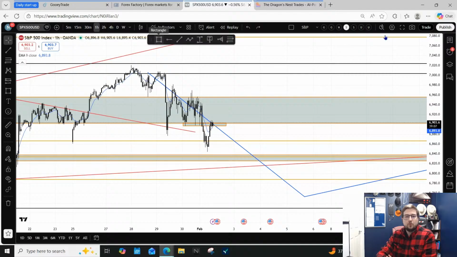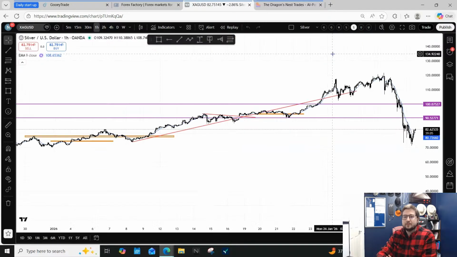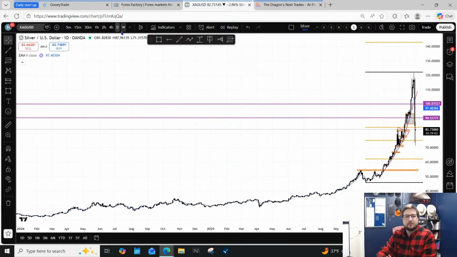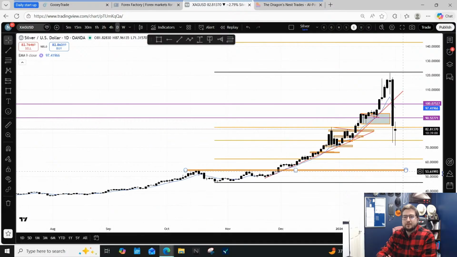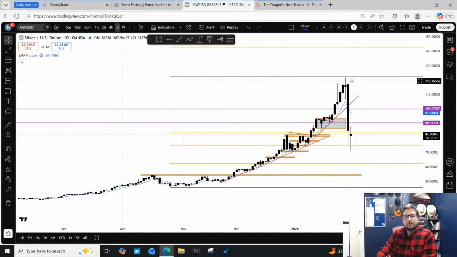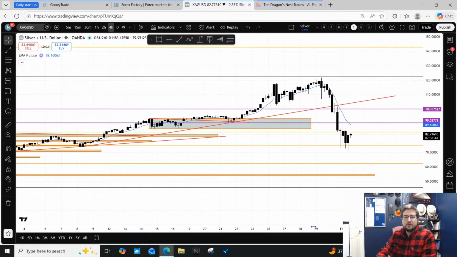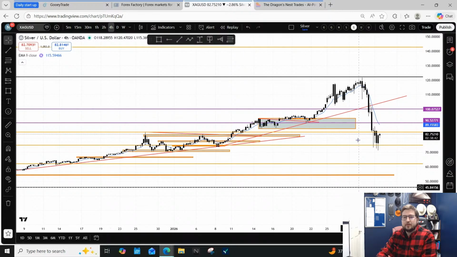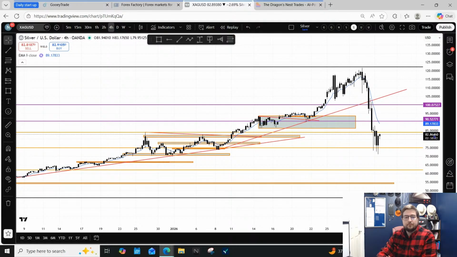All right, so let's go ahead and jump right into silver. Let's see what silver is presenting us today. So checking out the daily first, you can see the daily time frame dropped significantly the other day on Friday, and then now we're starting to wick at this very moment. So what I saw yesterday was a sell potential opportunity. But now that we're starting to hold these lows, I'm switching my bias back to buys.